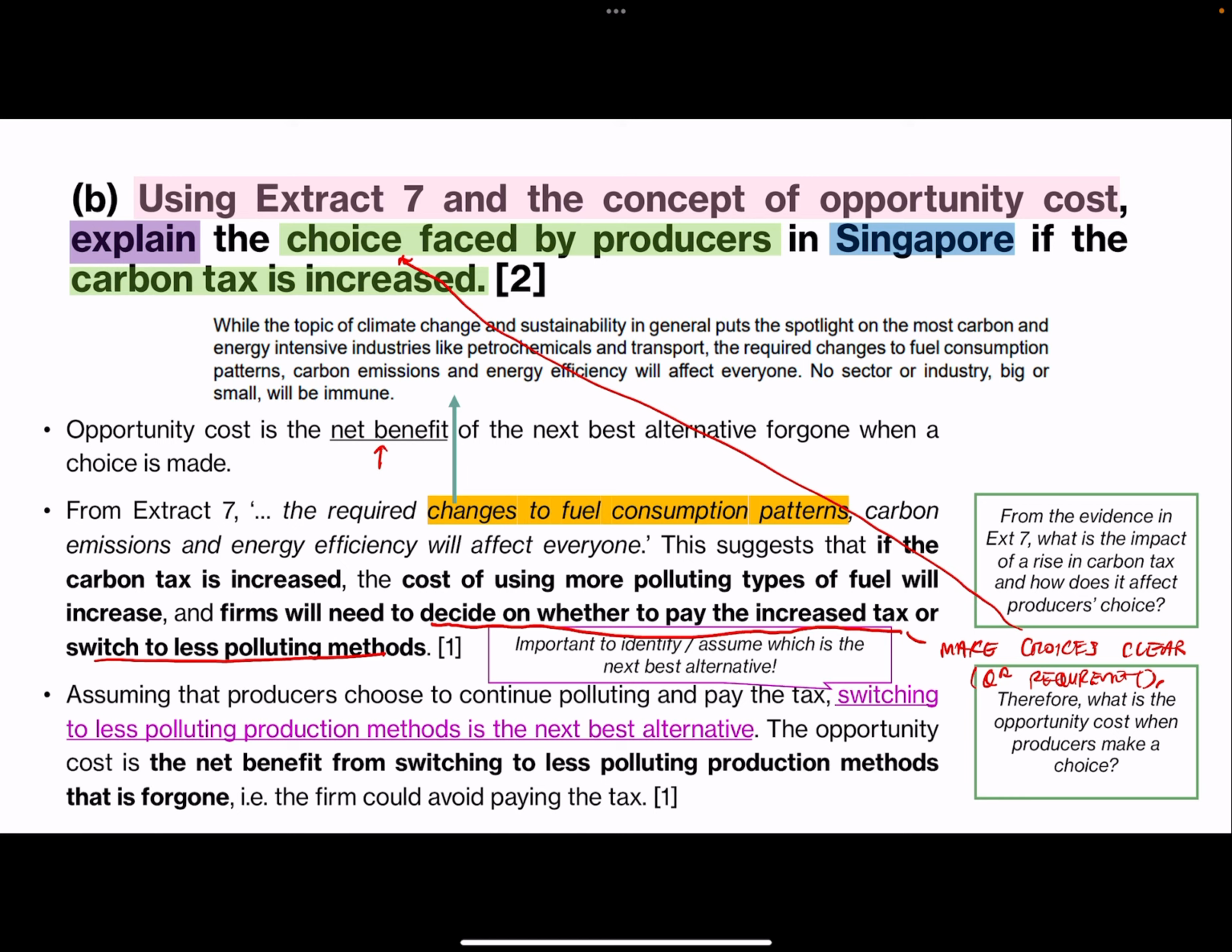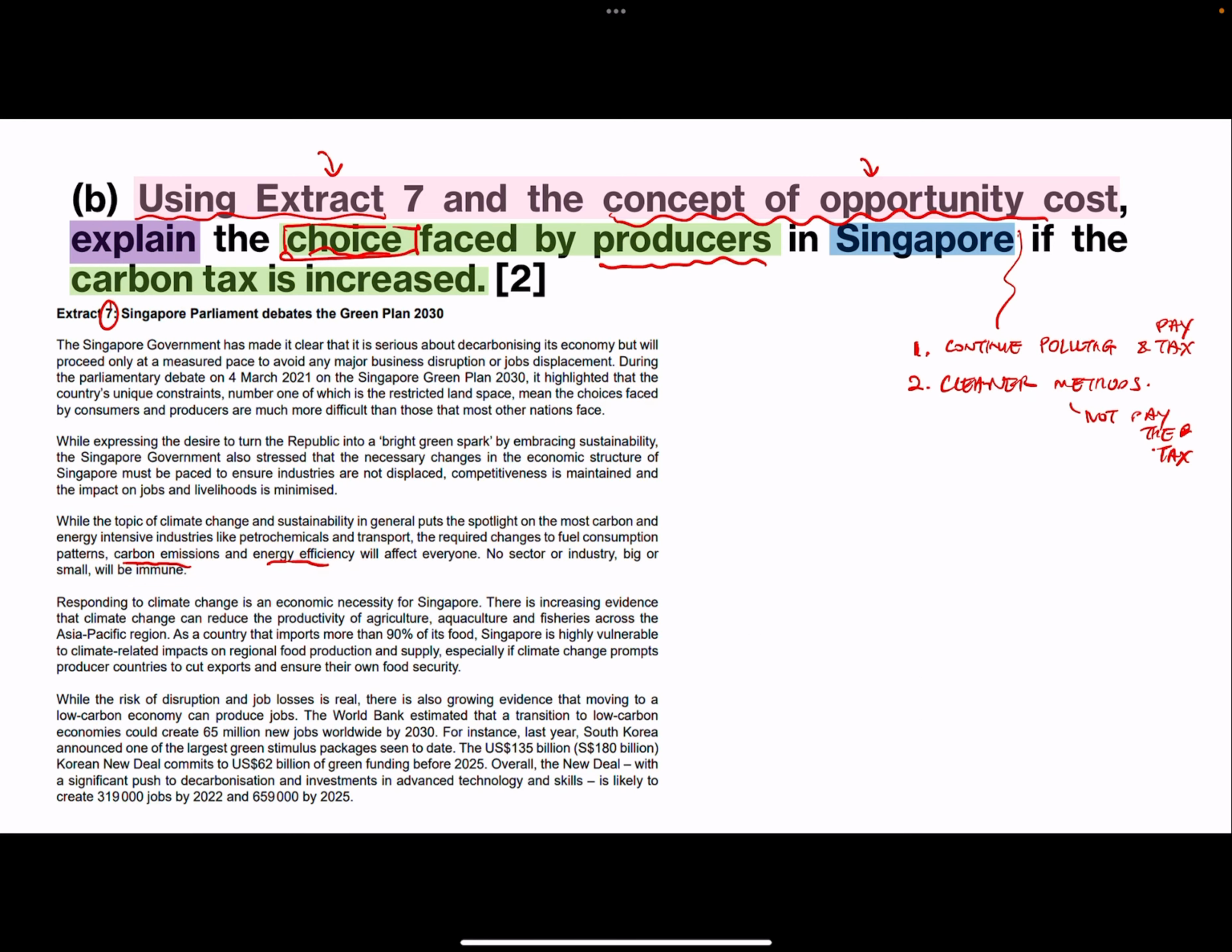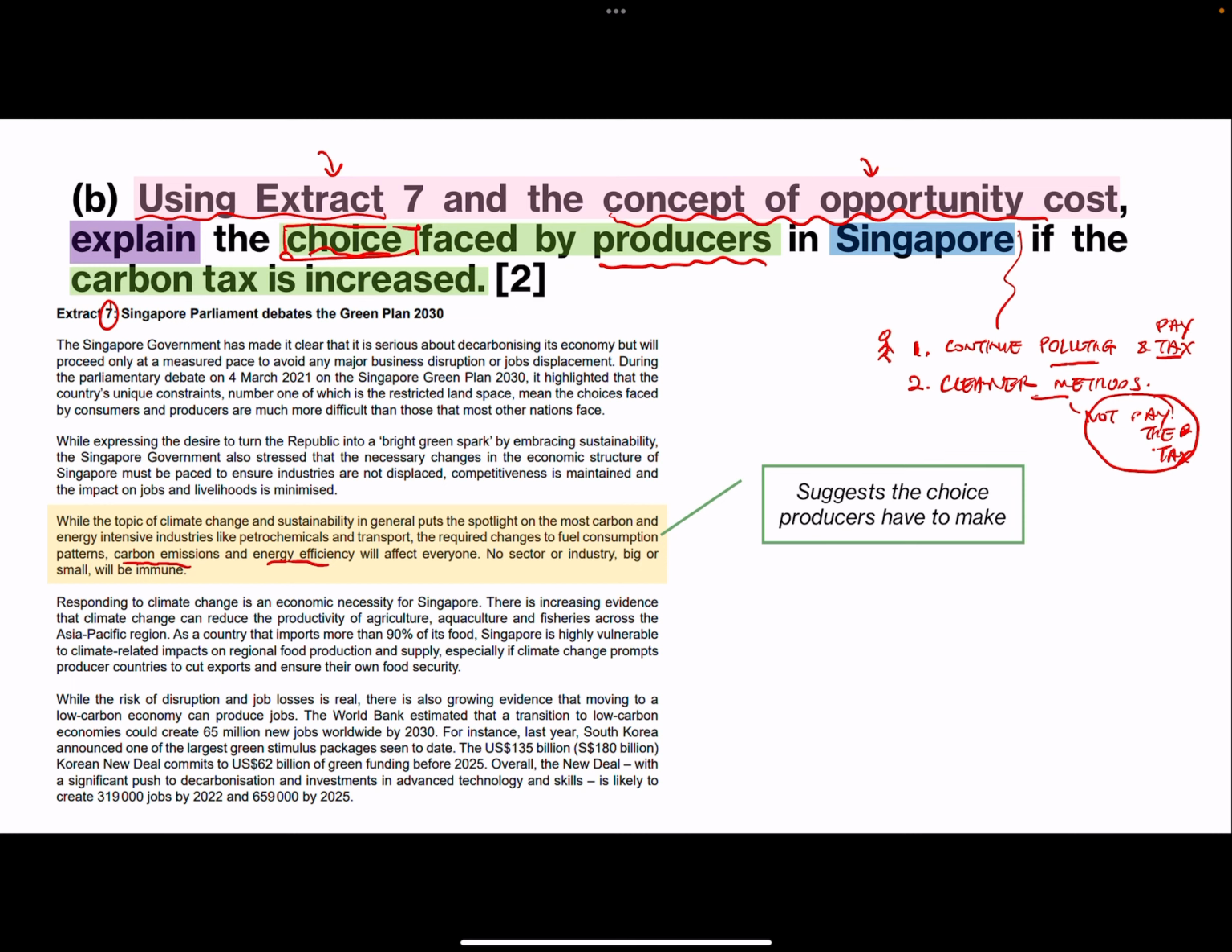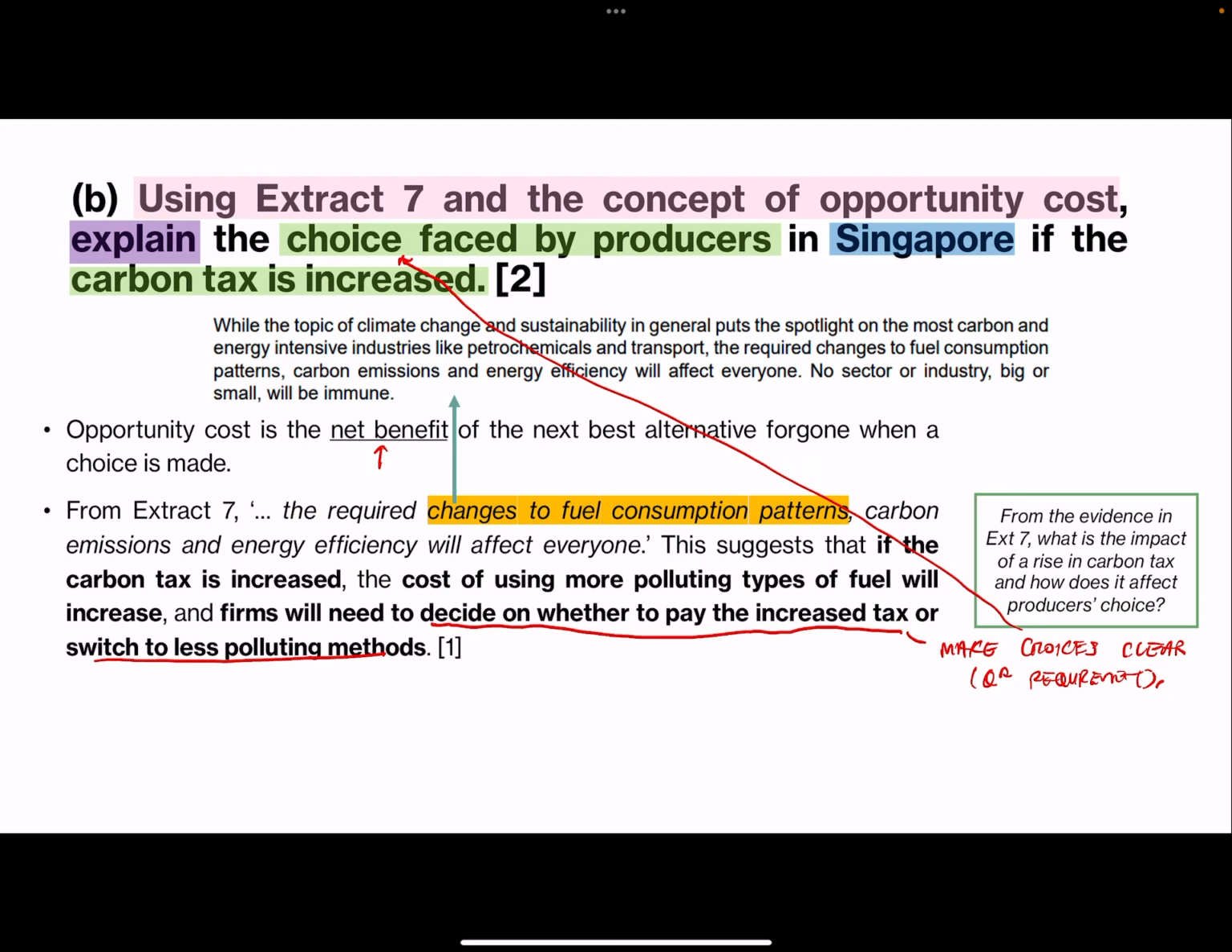In the previous example, in the previous slide, I showed you, I said, what if I assume that the producer's choice is to continue polluting and pay the tax. Then what is the net benefit of the next best alternative foregone is that I could use cleaner methods and not pay the tax. So if I choose number one, I need to tell the examiner what the benefit of number two is. The benefit of number two is that I don't pay the tax.